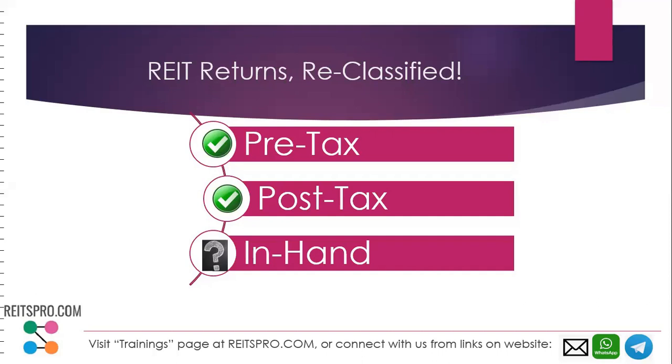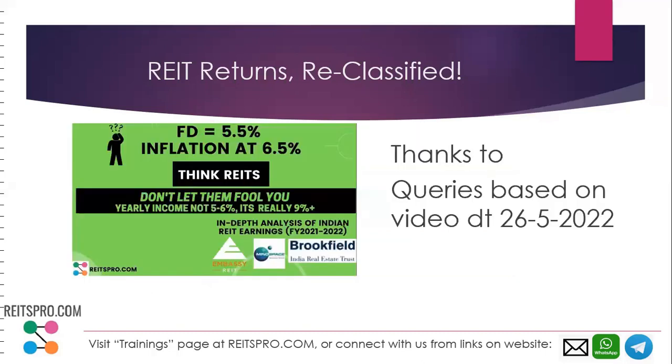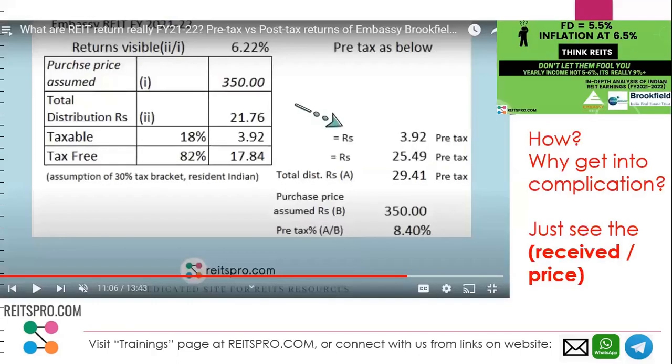Now we all know about pre-tax and post-tax returns, but in REITs we are going to classify an in-hand return as a third category. And thanks to a lot of queries based on the video dated 26/5/2022, we are taking this video forward. We are going to talk about why we got into the complication of the pre-tax, why that video talked about it, and why not just do an amount received by price formula and get on with it.